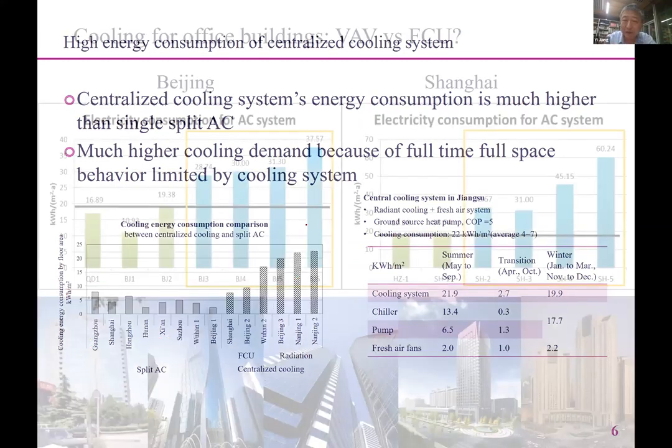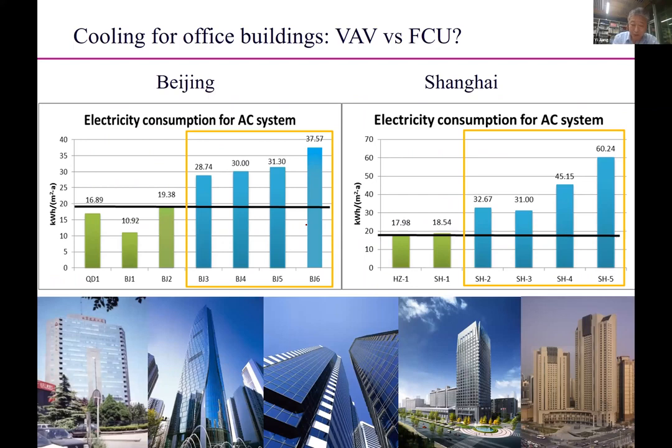Then we come to large office buildings like this one. In this case, there are two main types of air conditioning. One is the fan coil unit, where the air system is independent space by space, but the water system is a connected, big chilled water system. Another type is the VAV system, a fully air-centralized system.